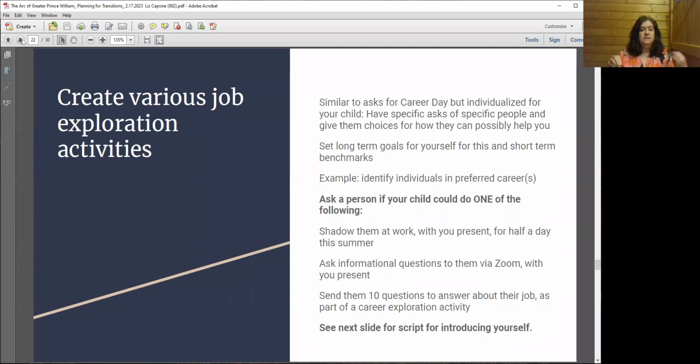Again, I want to emphasize it's an informational interview, and have the child know the difference between an informational interview where you're just getting information about the job versus an actual job interview where you're trying to obtain that position. So for an informational interview, you're trying to learn about, what does that person do? What kinds of jobs do they have at that site?